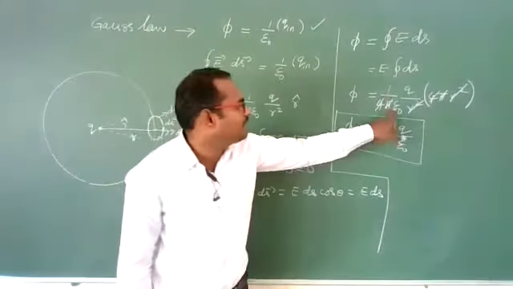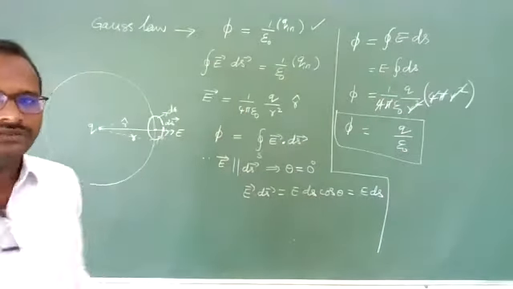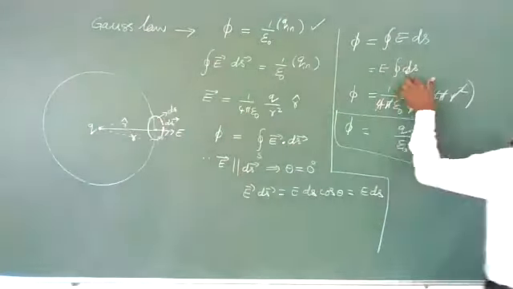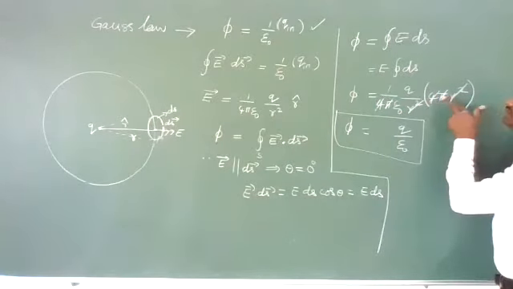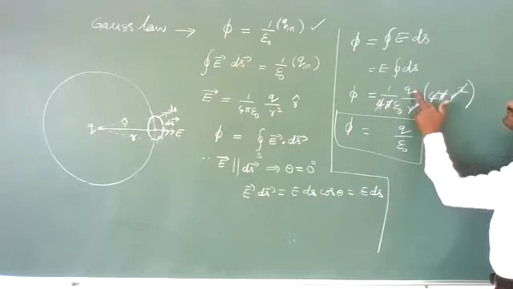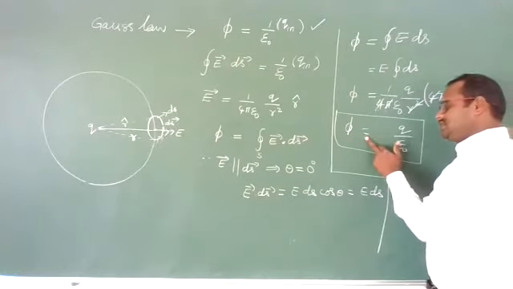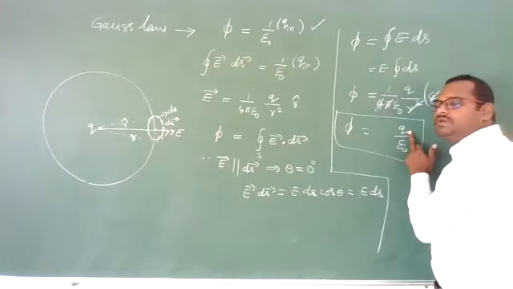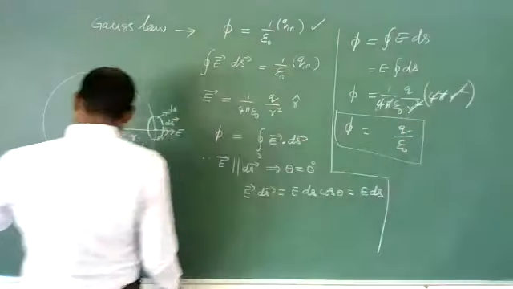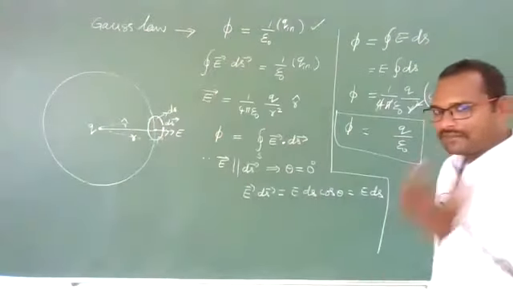This is the electric field: 1 by 4 pi epsilon naught q by r square. So electric field into integration of ds, the total surface area, is 4 pi r square. This 4 pi r square and this 4 pi r square cancel, and you will have q by epsilon naught. So according to Gauss law, total electric flux through a Gaussian surface is equal to 1 by epsilon naught times the charge enclosed within this Gaussian surface. Yes, this is the proof of Gauss law. Clear?